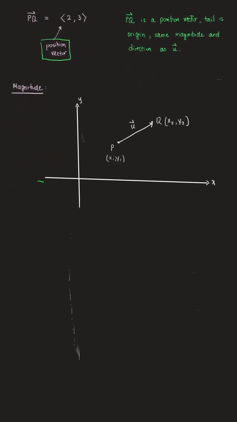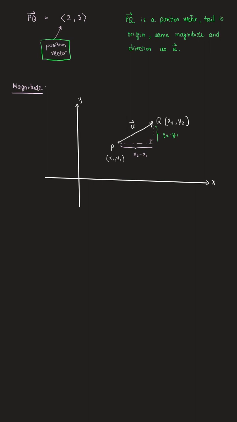We can find the length of that vector because we can form a right triangle and use the Pythagorean theorem to find the length of u. So note that the horizontal distance, this length right here, is just going to be x sub 2 minus x sub 1. And this vertical distance right here is going to be y sub 2 minus y sub 1.